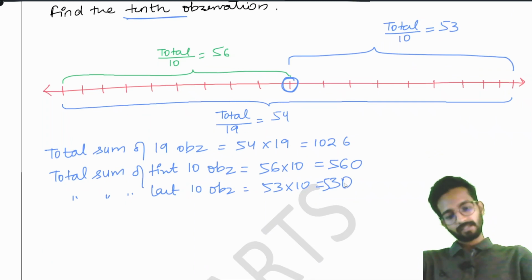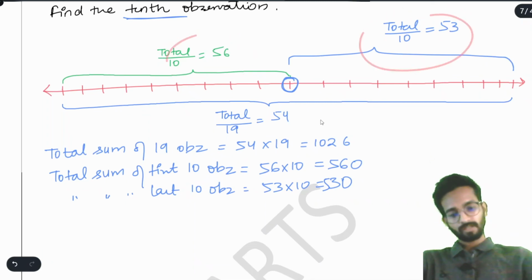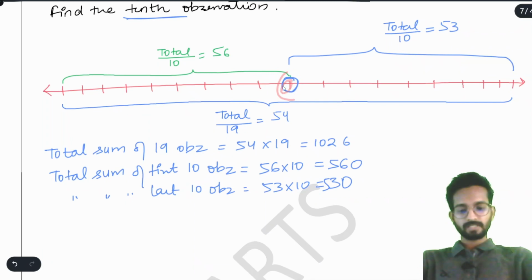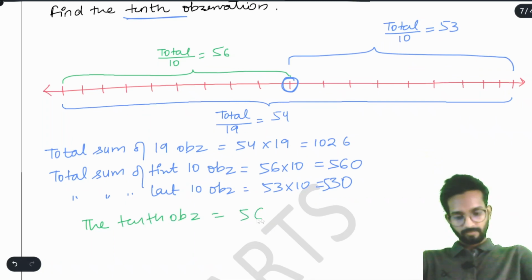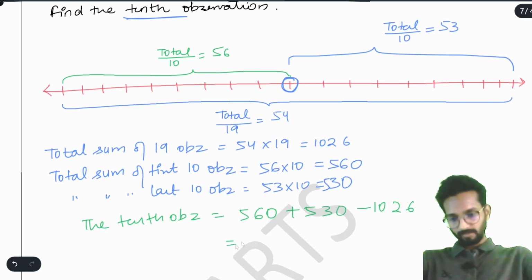Okay, understand this. If I remove these two totals from 1026, or I can say the sum of the first total and the last total will include this number twice, because this number is included here also, this number is included here also, but we have to take it only once. So in our total, this number is included once only. If I have to find that particular number, I can say the 10th observation will be 560 plus 530 minus 1026, that will give you 64. This is your 10th observation.